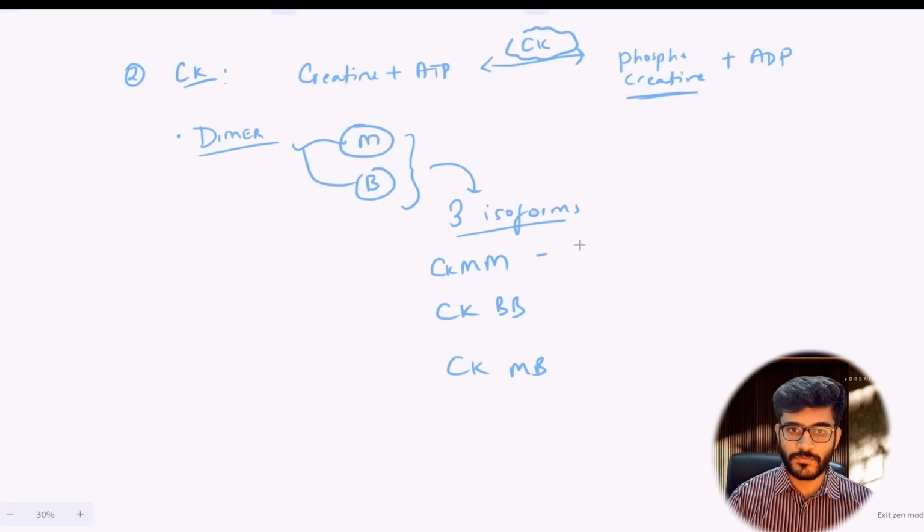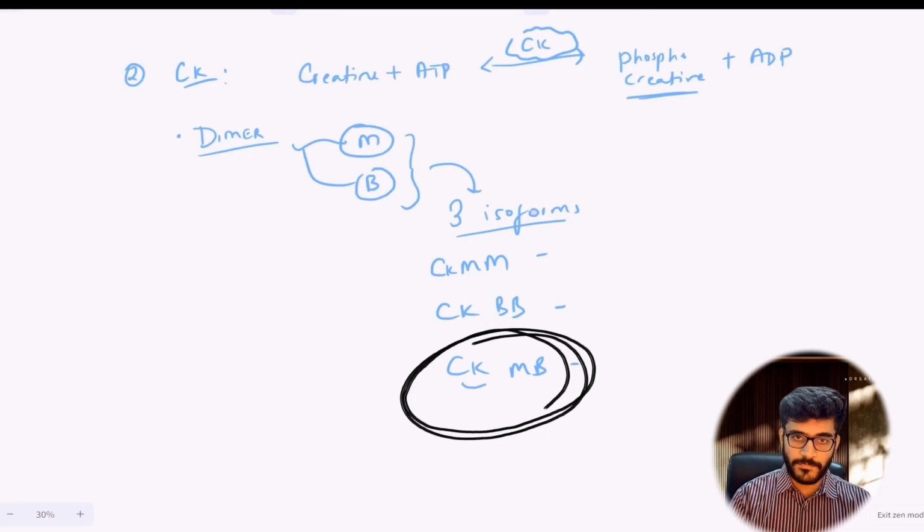CKMM has two subunits of M, and it is mainly present in skeletal muscles. CKBB has two B subunits and is predominantly found in the brain, along with the smooth muscles. CKMB has one M and one B subunit and is predominantly seen in the cardiac muscle.